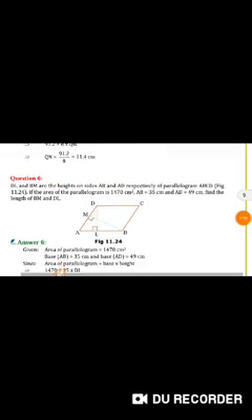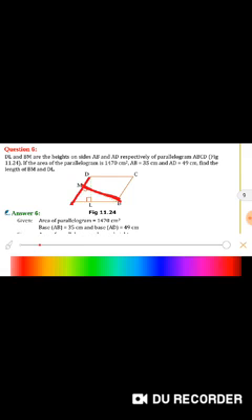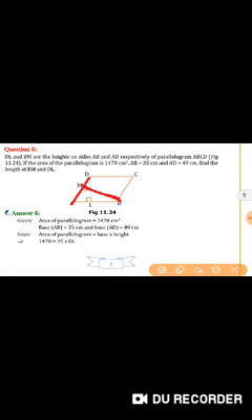Okay, then go for the sixth question. It is also the same thing. DL and BM are the heights on the sides AB and AD respectively. So that means if you take BM as a height, AD is the perpendicular base. Then if you take DL as a height, at that time AB is the perpendicular distance.